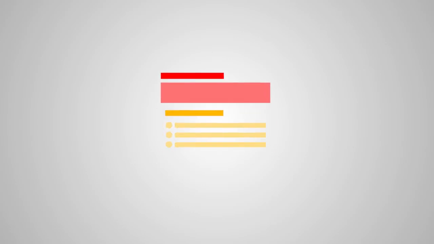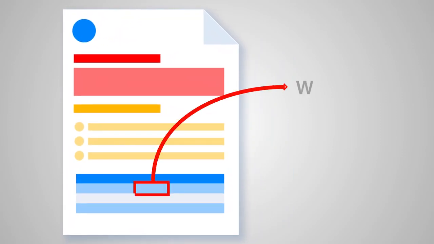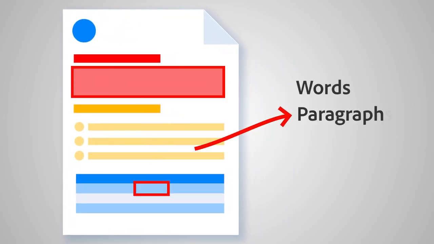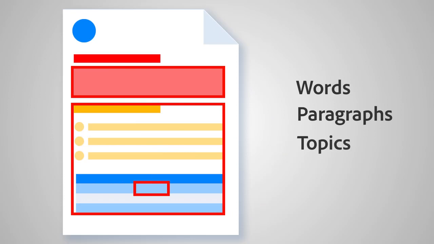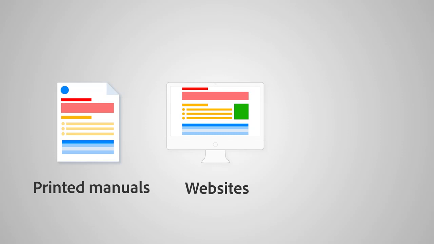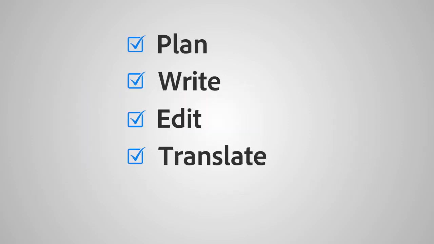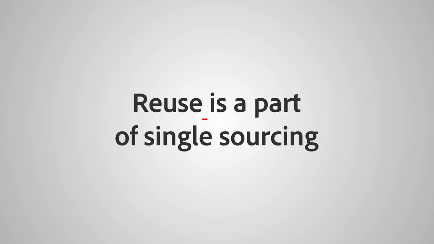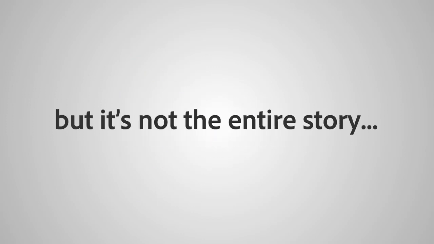Start with a plan supporting single sourcing from the smallest component to the finished deliverable. Consider how you use individual words, entire paragraphs, or complete topics. Eventually, that content will become part of your printed manuals, websites, and mobile apps. Plan, write, edit, translate, and approve it once. Reuse is a part of single sourcing, but it's not the entire story.